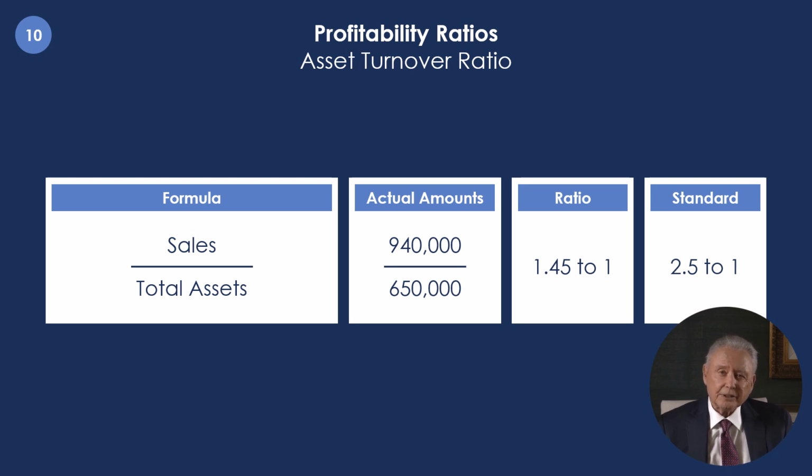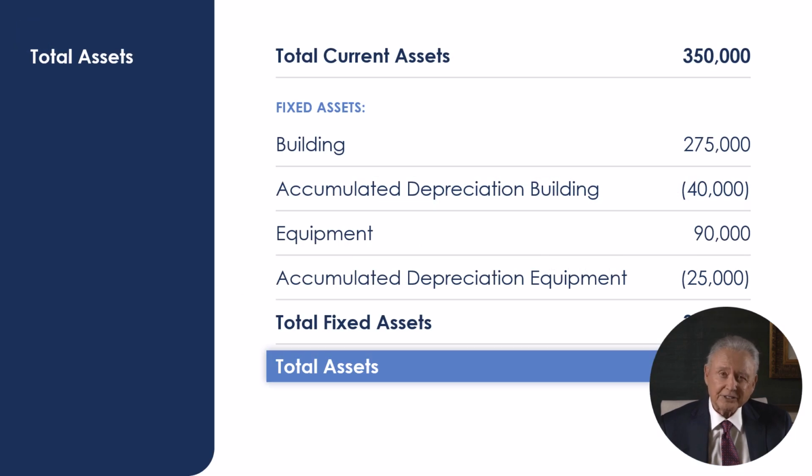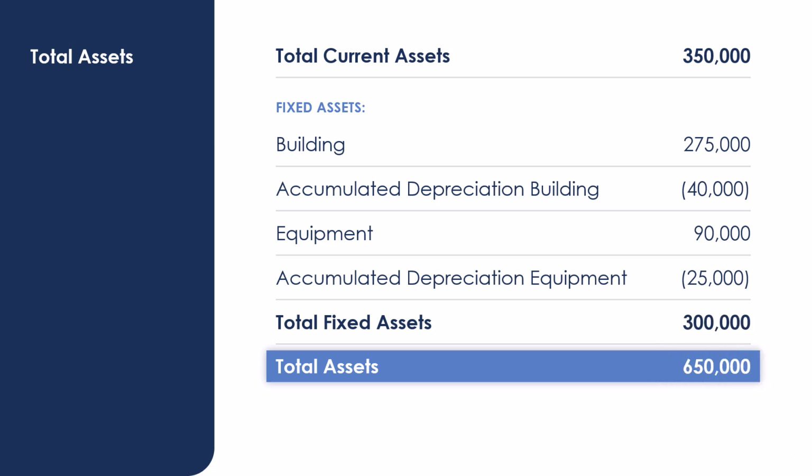Different businesses will have different standards, but even without a standard to compare to, we have an actual ratio of 1.45 to 1. The higher this ratio, the better. Our actual ratio indicates that assets barely turn 1.5 times a year. Since assets cost money, we as managers want to manage assets as efficiently as possible. Total assets of $650,000, as shown on the balance sheet, used in our calculation of sales divided by total assets.